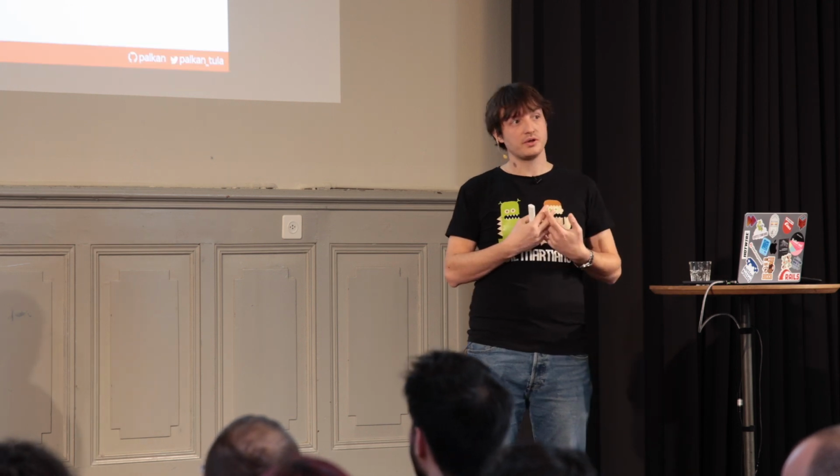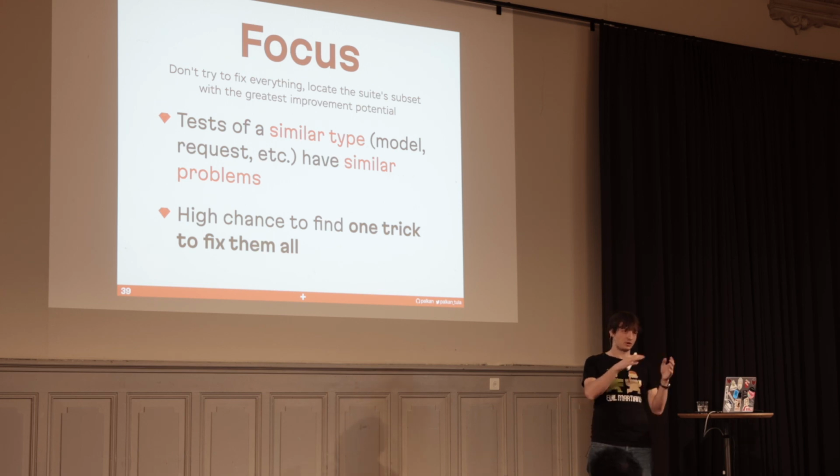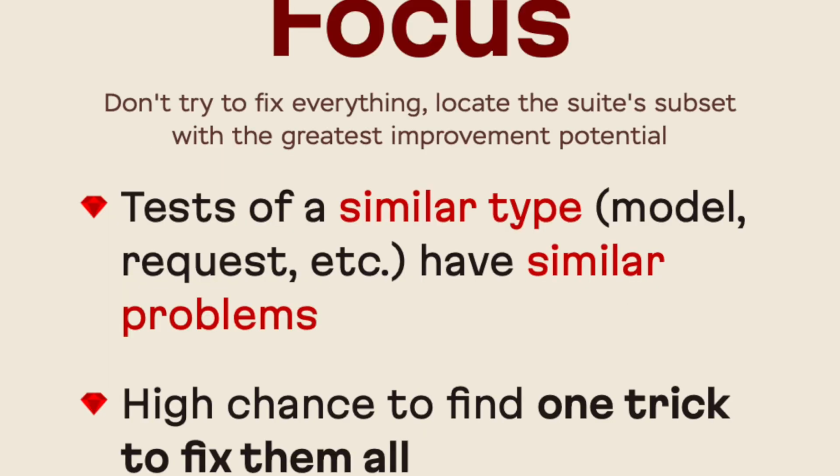And over the years, we came up with the hypothesis that tests of a similar kind, say all controller tests, all model tests, have similar problems. And there's a high chance that you can find a fix that could be applied to all of them at once. So you don't need to optimize every single model spec. You can just come up with some fix that will improve them all simultaneously.